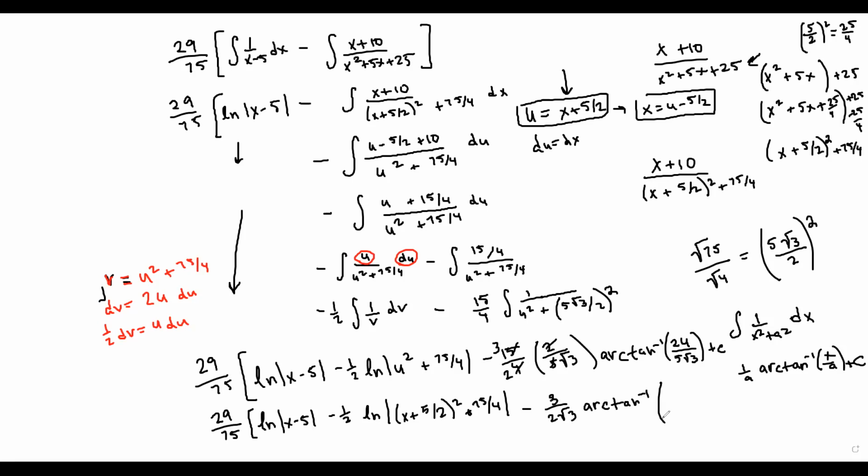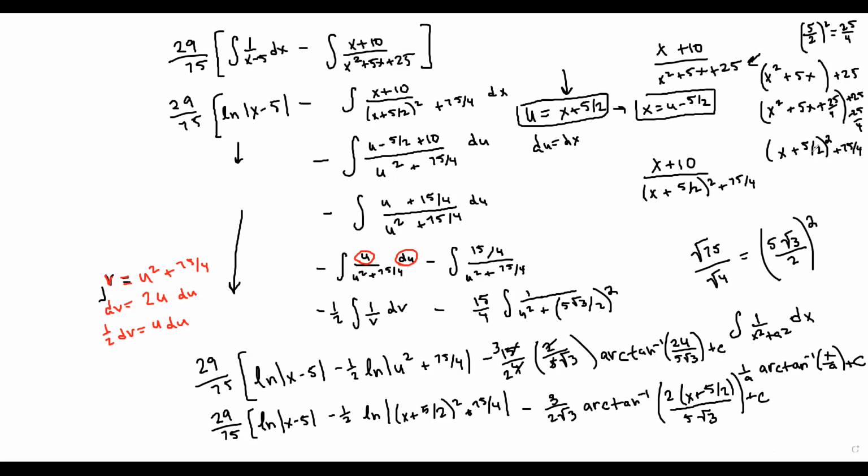Arctangent, and I'm going to plug in for u, x plus 5 halves. It's ugly, I told you it's kind of ugly. And keep the 5 square root of 3, and then say plus c. So believe it or not, that is what my answer is, which again is a little rude.